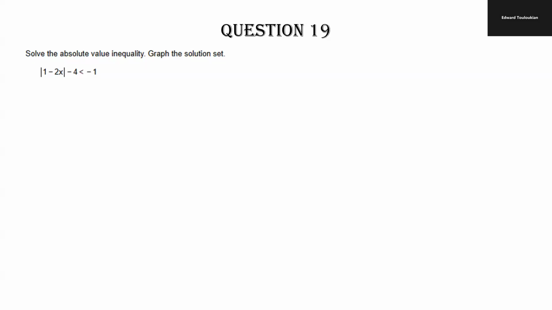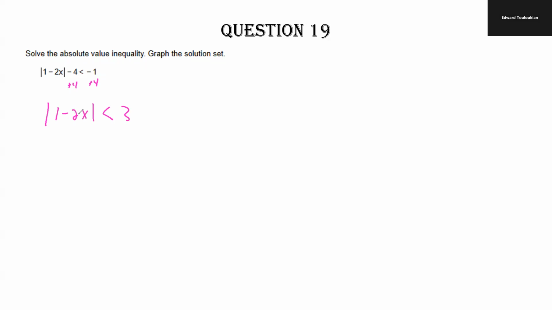So we're going to solve this first, then we're going to graph it. So first thing I want to do is isolate the absolute value. So let's add 4 to both sides. So that gives me the absolute value of 1 minus 2x has to be less than 3. And then if that's going to be less than 3, let's think about what that means.